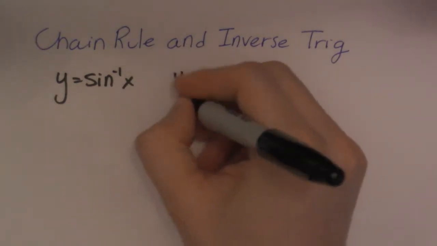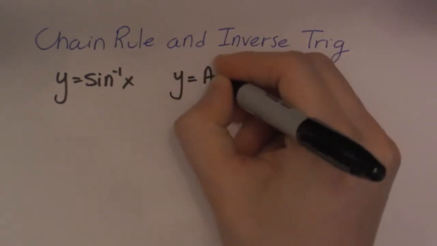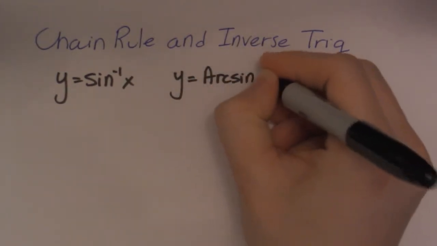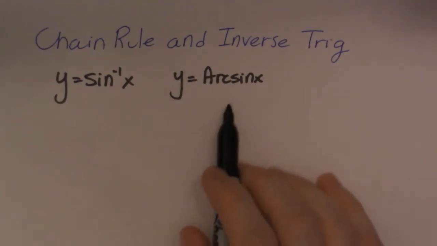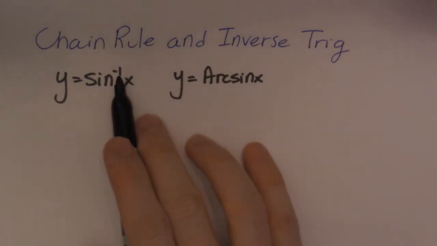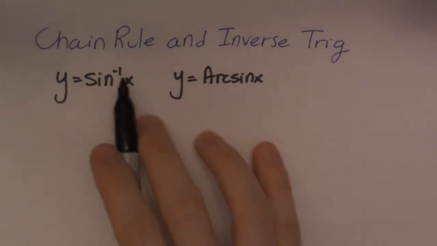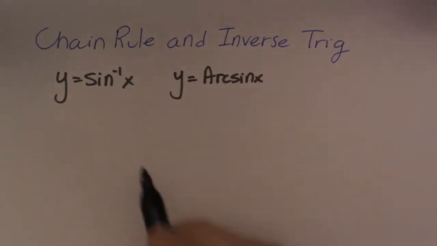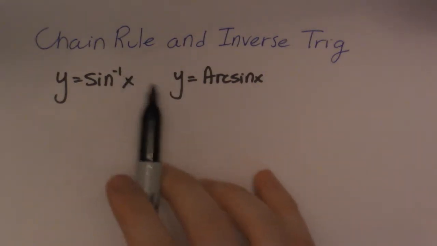Now oftentimes you'll see it in calculus written as arc sine of x. I guess one of the reasons is they don't want to confuse this inverse with reciprocal, because sometimes you have exponents of negative 1 that mean reciprocal, as opposed to this one, which means inverse.